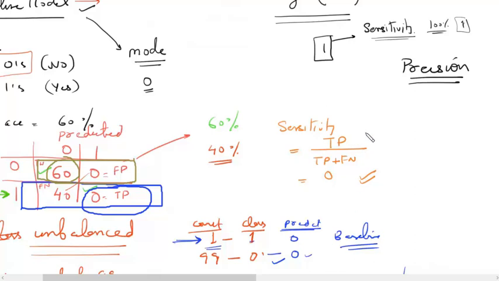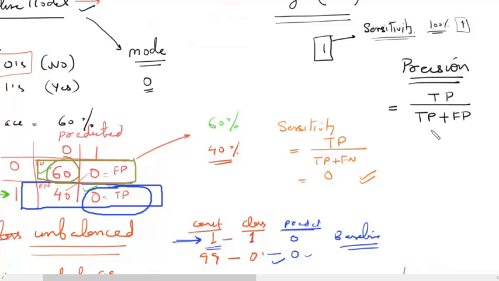So to put a control on that, we have the parameter called precision. Precision helps you avoid predicting all the observations as 1. So how is this measured? Let us look at it. The formula for precision is true positive divided by true positive plus false positive.